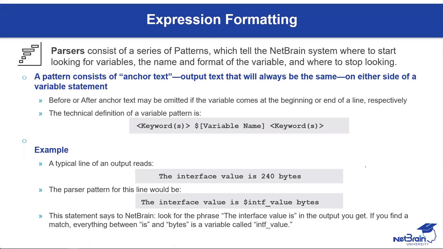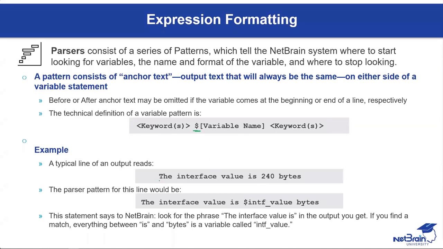And then the variable statements are for things that are going to change. The variables, the key is in the name, they vary. And so $ indicates the name of a variable, and then we give it a name. The variables can be named anything you want as long as there's no space in it and as long as the name is unique within the parser file.